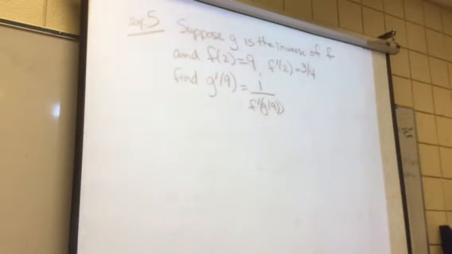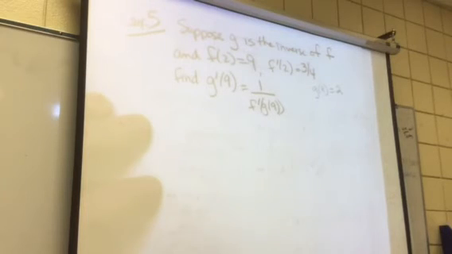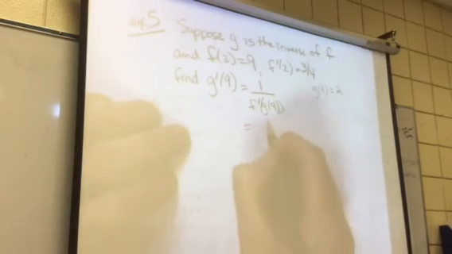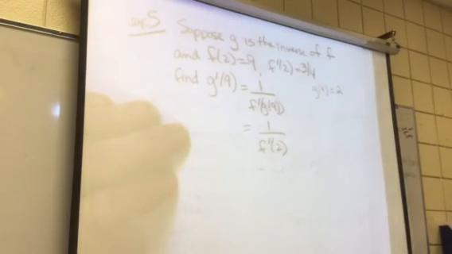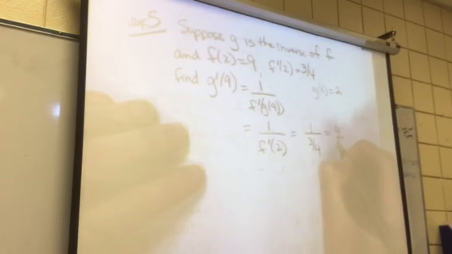Yes. If f of 2 is 9, then what is g of 9? 2. Okay, so that's what we have to gather from the information. So then this just turns into 1 over the derivative of f at 2, and didn't they give me that information? So this is 1 over 3/4, which turns into 4/3.